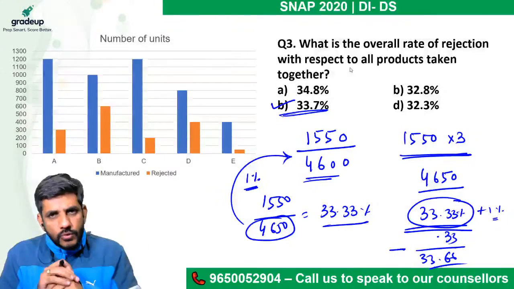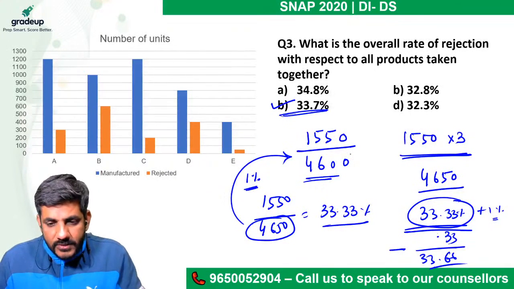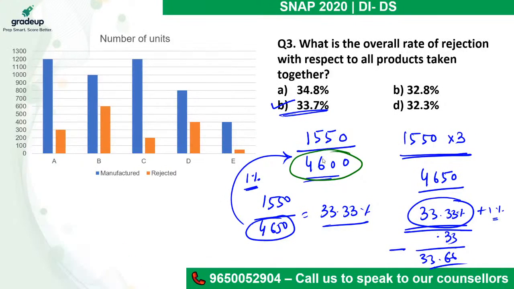If this does not suit you, you can also do one more thing. Because the denominator is already given to you as 4600, can't we do one more thing from here? We can calculate the exact 34% of 4600. If that is greater than 1550, my answer is 33.7. If it is lesser than 1550, my answer is 34.8. Even this is not that difficult, I would say.